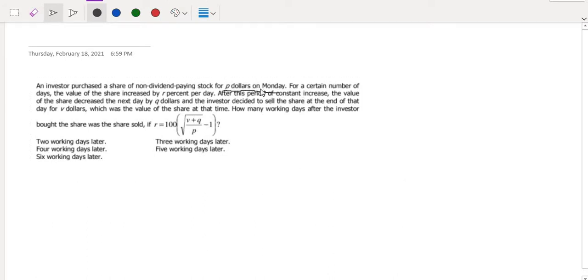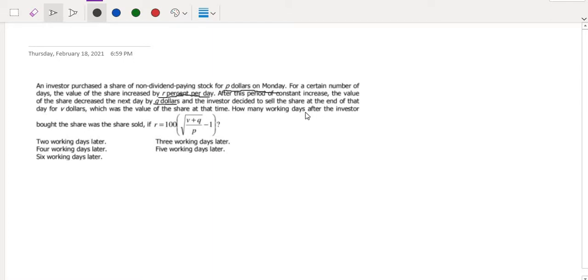Now, for a certain number of days, the value of the share increased by R% per day. So, for some days, the value of the share increased by R%. And then after this period of constant increase, the value of the share decreased the next day by Q dollars. By Q dollars, not Q%. So, the value came down by Q dollars.